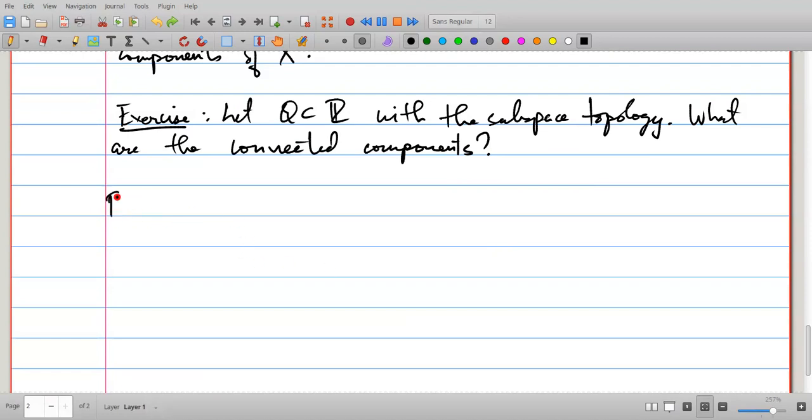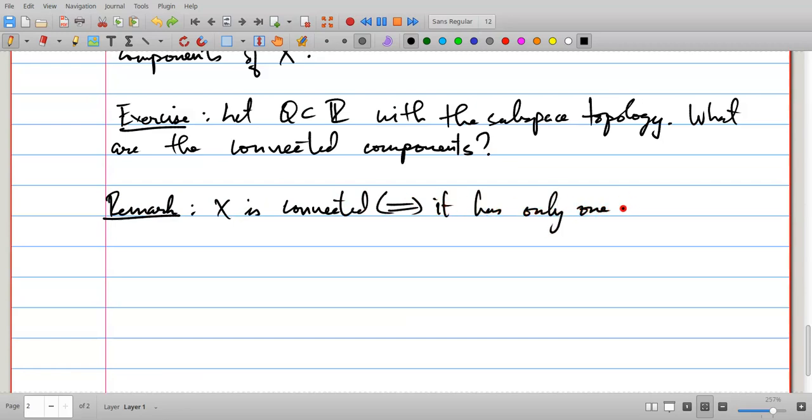So we make a remark: X is connected if and only if it has only one connected component. So this remark is clear. So this brings us to an end of the discussion on connectedness.